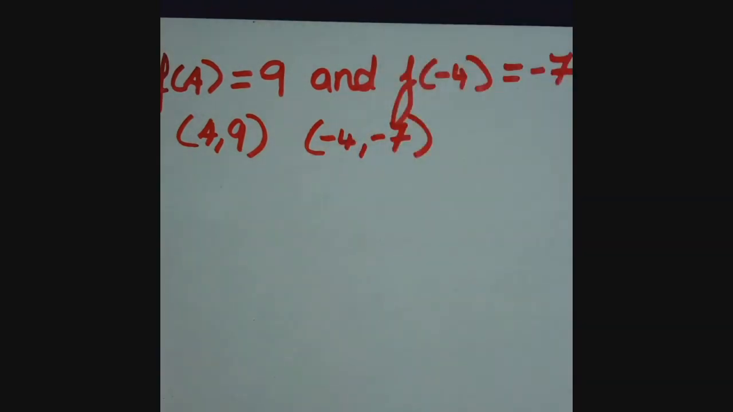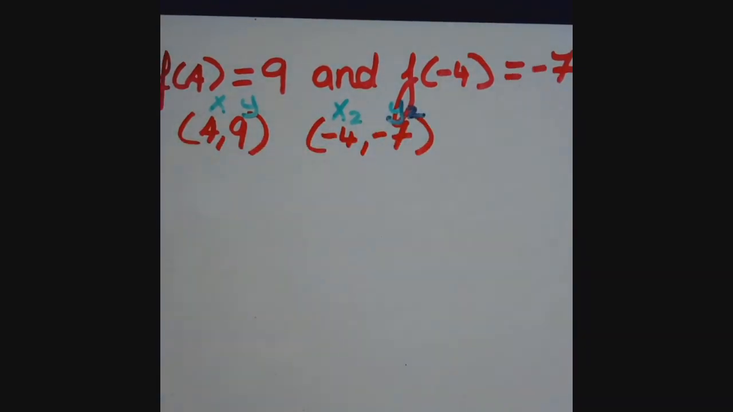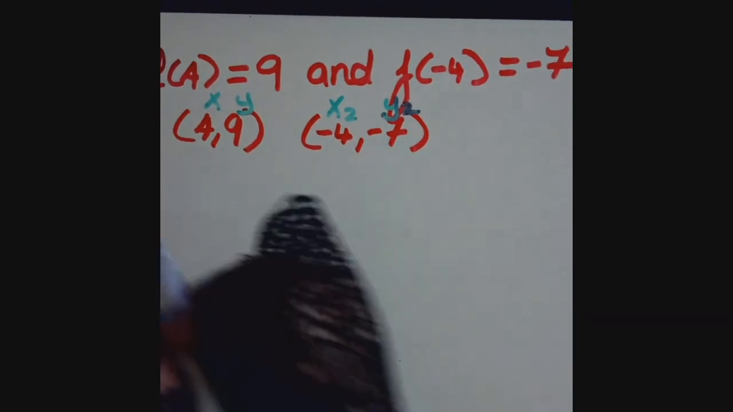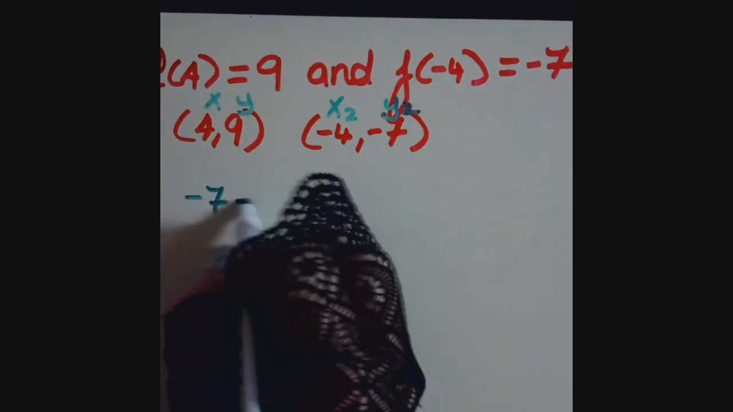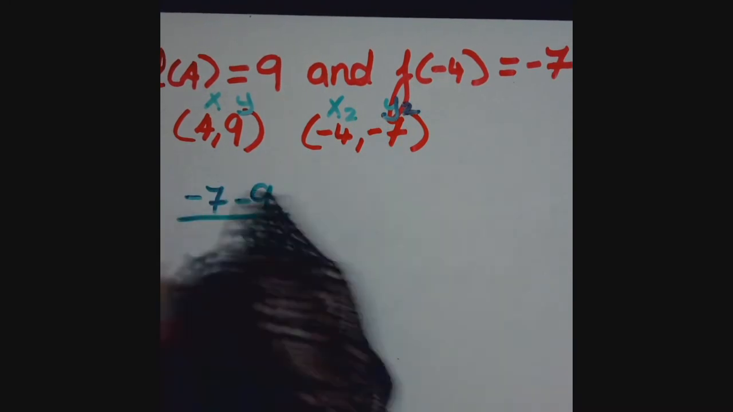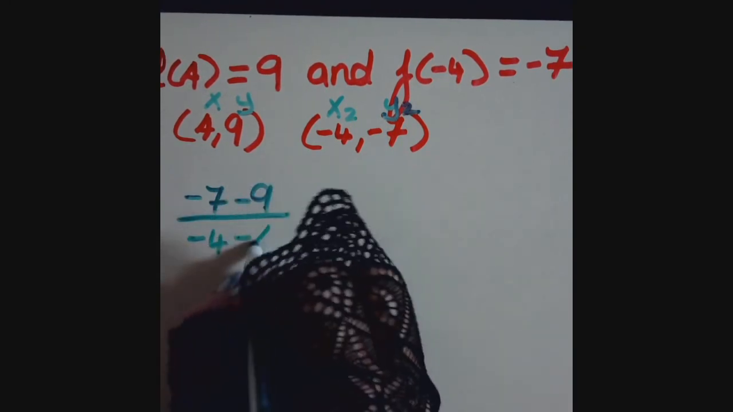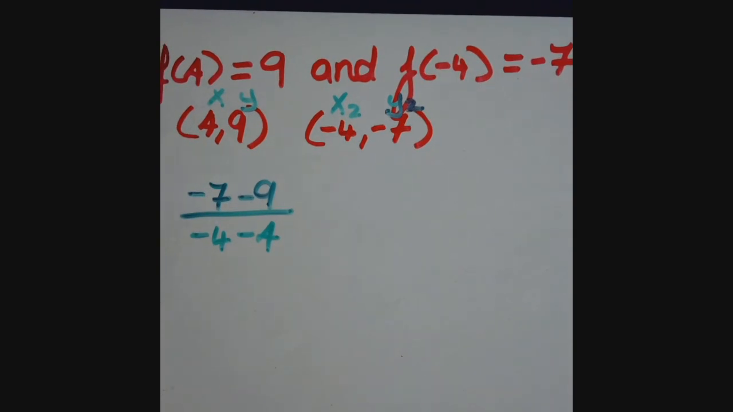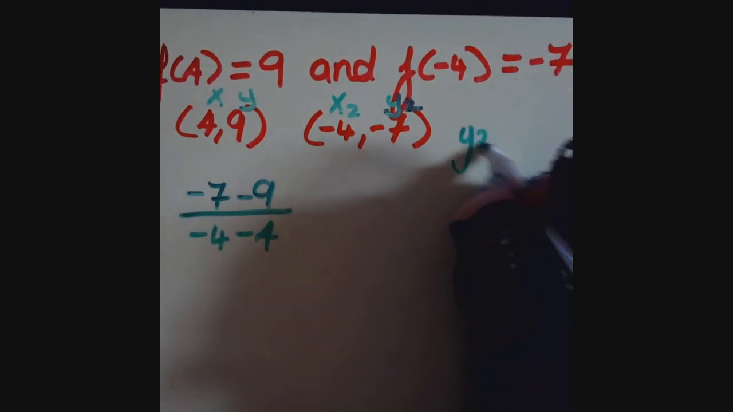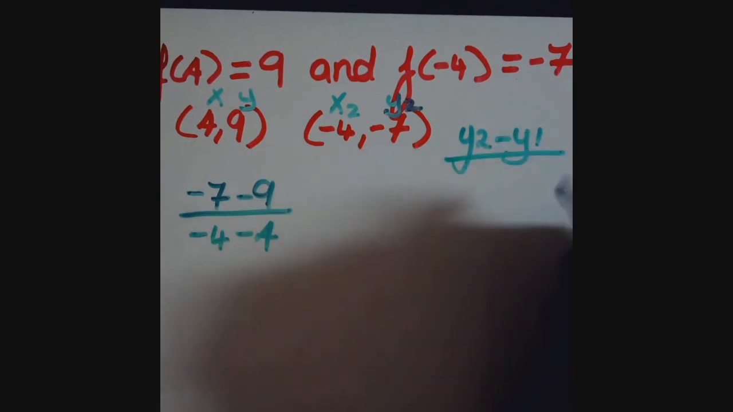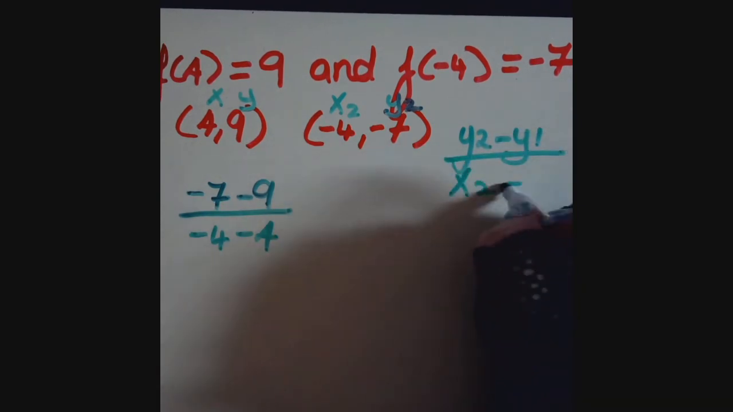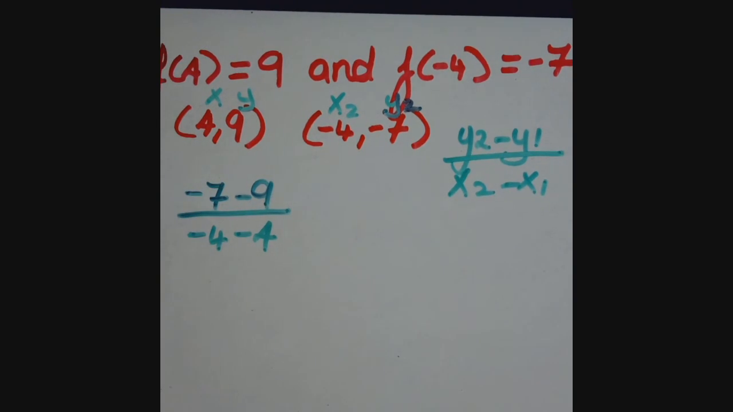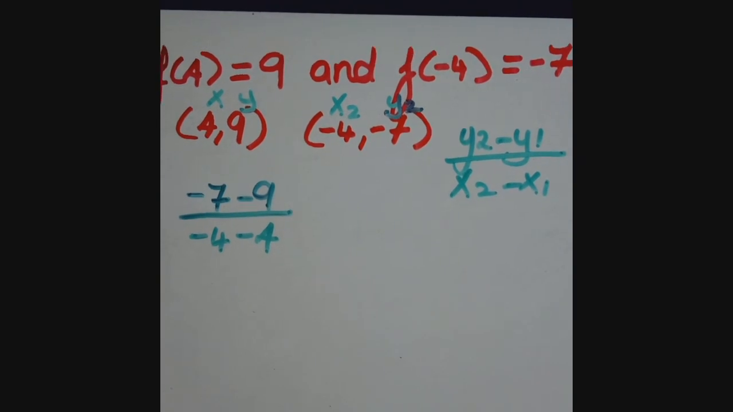Let me pick a green. So label x, y, second x, second y. The change in y over the change in x: negative 7 minus 9, and then negative 4 minus 4. Make sure you always have that formula written down. This is the formula to find the slope: second y minus first y over second x minus first x. You need to remember that because it comes up over and over again.